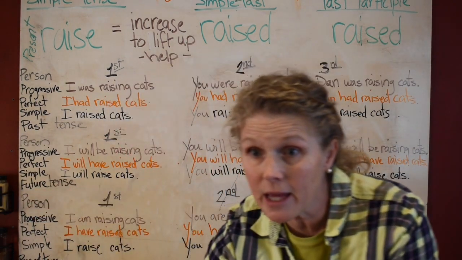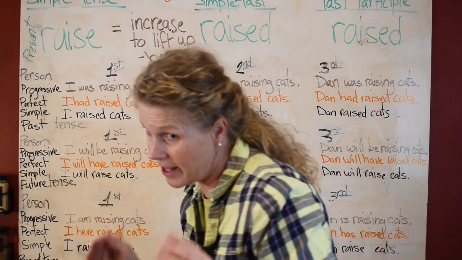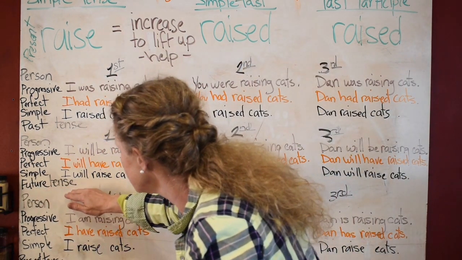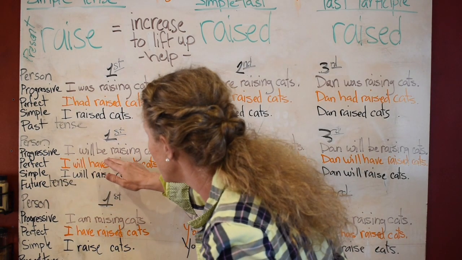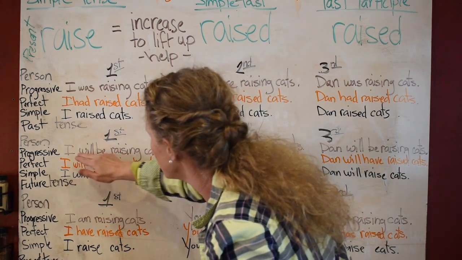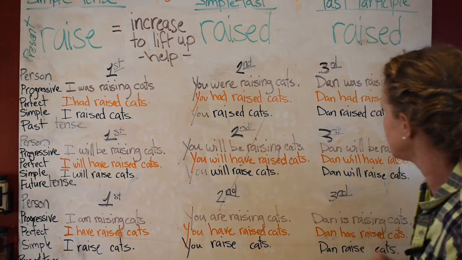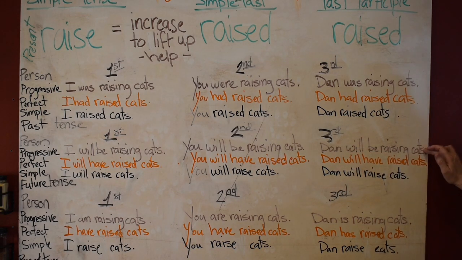So Dan raised cats. No helping verb, helping verb. Now, let's look in the future tense. Are you ready for this, Paul? Future tense. We're going to go with the future progressive. I will be raising cats. Look, we're going to use will be. You will be raising cats. Dan will be raising cats.